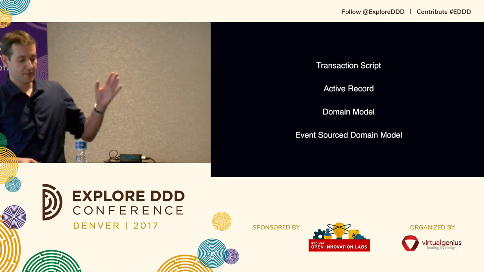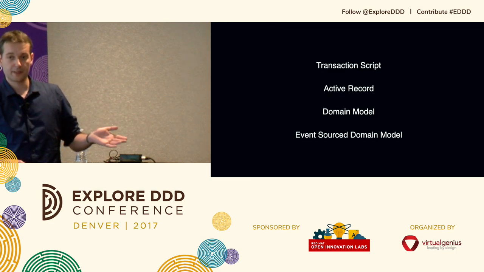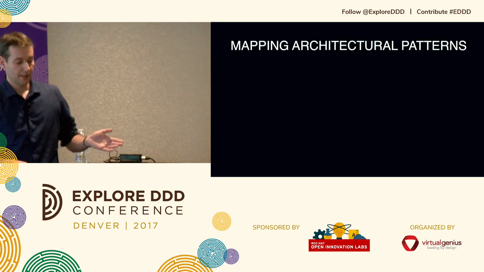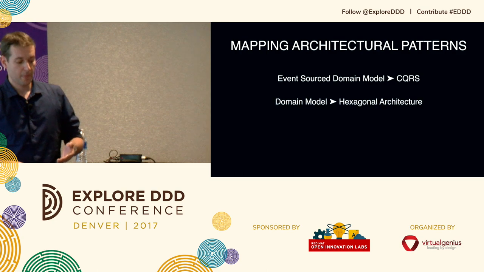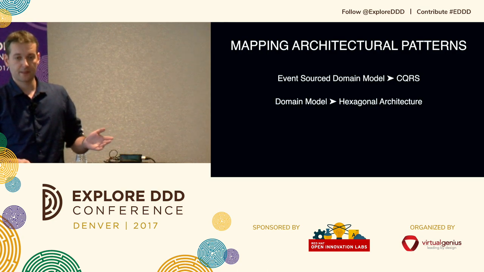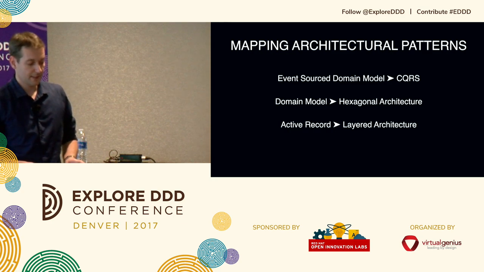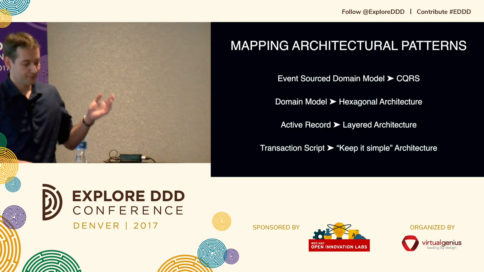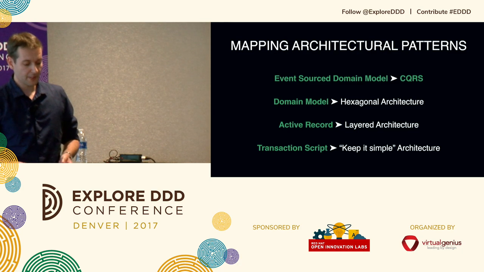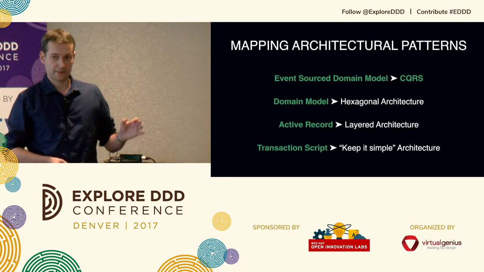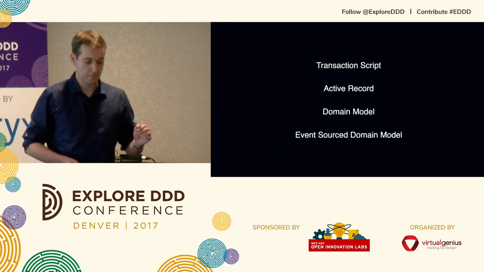Once you've decided which of these patterns to use, it's pretty much a trivial job to map a suitable architectural pattern. In most cases, event sourcing requires CQRS. Domain model requires hexagonal architecture. Use layered architecture for active record, and for transaction script, in many cases, you can even do away without layers. There's one exception here, and it's CQRS. I will get back to it in a minute.